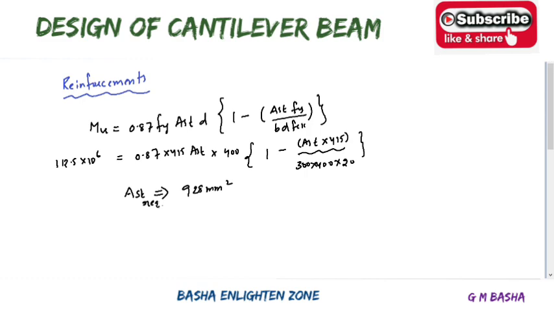If you are watching continuously, you will get a clear idea of how I am solving this problem. Again I will show you the procedure. N means the number of bars, and that will be equal to capital AST by small ast. This is the general procedure that we are using.